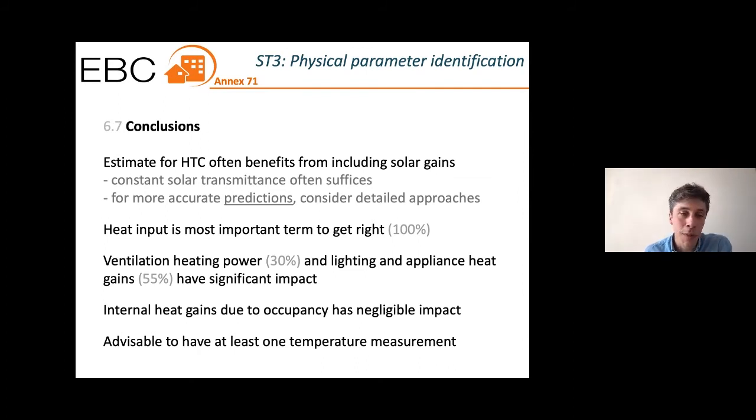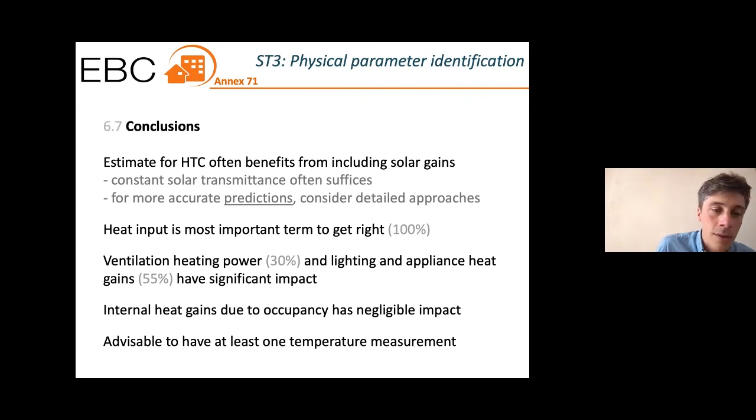Heat input, of course, is the most important term to get right. The differences between using the different approaches was up to 100%. So that is the most important one. But also ventilation, heating power, heat input due to lighting and appliance heat gains were shown to have a significant impact on the heat transfer coefficient. Internal heat gains due to occupancy was shown to have little impact. But of course, when the buildings are very well insulated, the impact of these internal heat gains will increase and will need to be looked at.